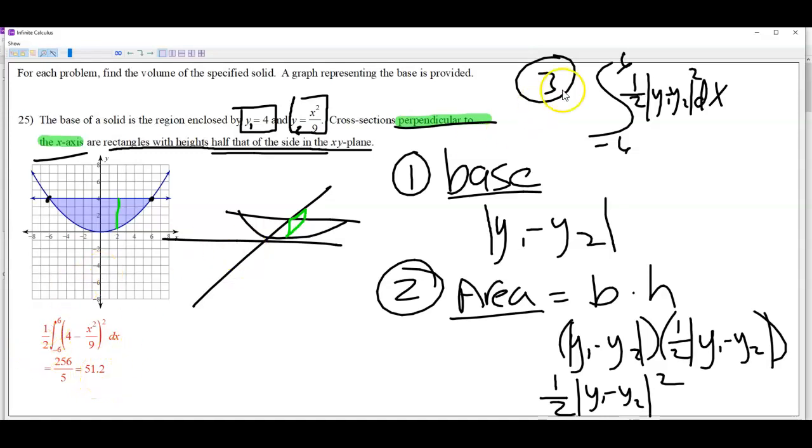Notice they put the half in the front. I left it inside, you could put it in the front. It wouldn't matter. It's a constant multiple. You're allowed to do that. That was property 2 back in Unit 6, I believe it was.